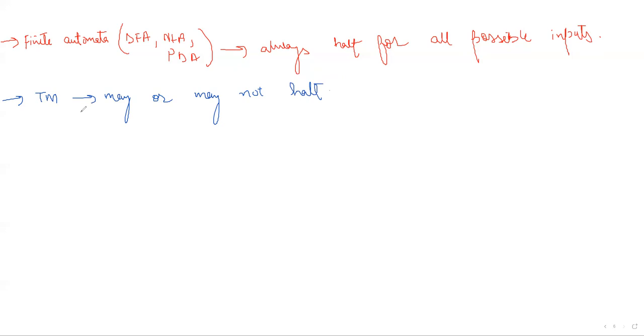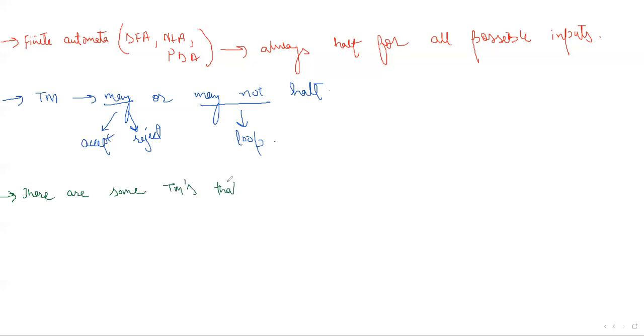Okay. May halt means that it will go into an accept state or a reject state. If it goes into an accept state, that means it halts. If it goes into a reject state, it also halts. May not halt is the case when it goes into a loop. There are some Turing machines that always halt for all possible inputs.